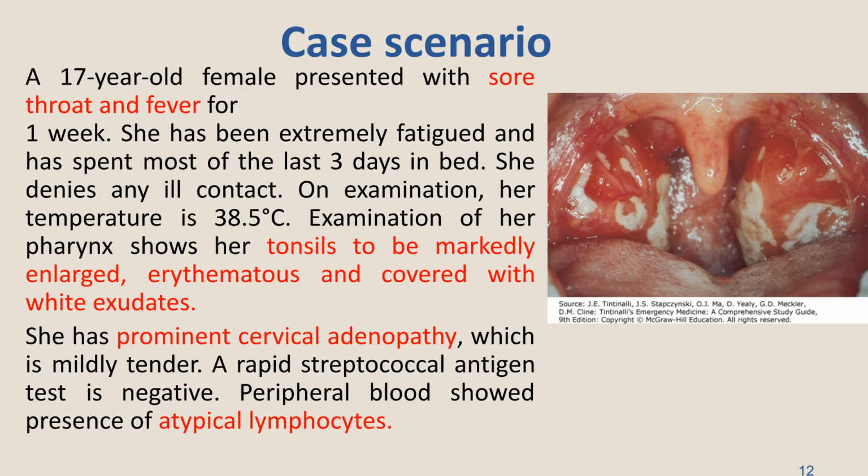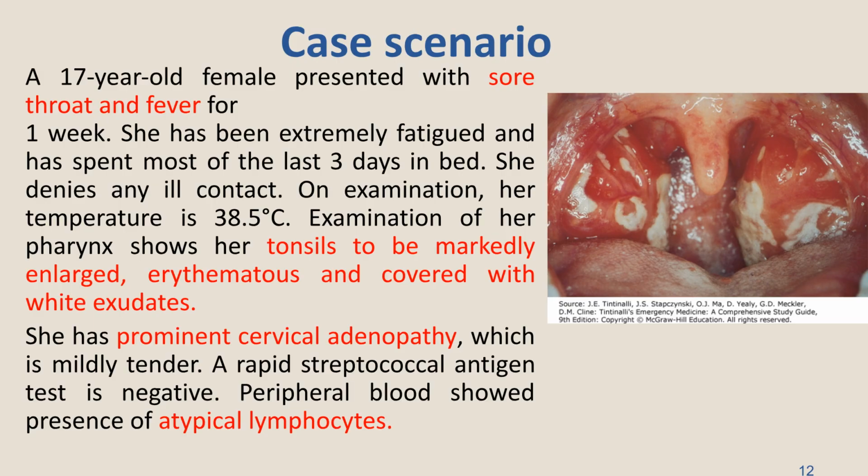It's one of the reasons infectious mononucleosis is sometimes called the kissing disease among teenagers and young adults, as it can significantly impact daily activities. She denies any ill contacts, which is common because the incubation period for infectious mononucleosis is long, about 4 to 6 weeks, so patients often don't recall exposure to infected individuals.